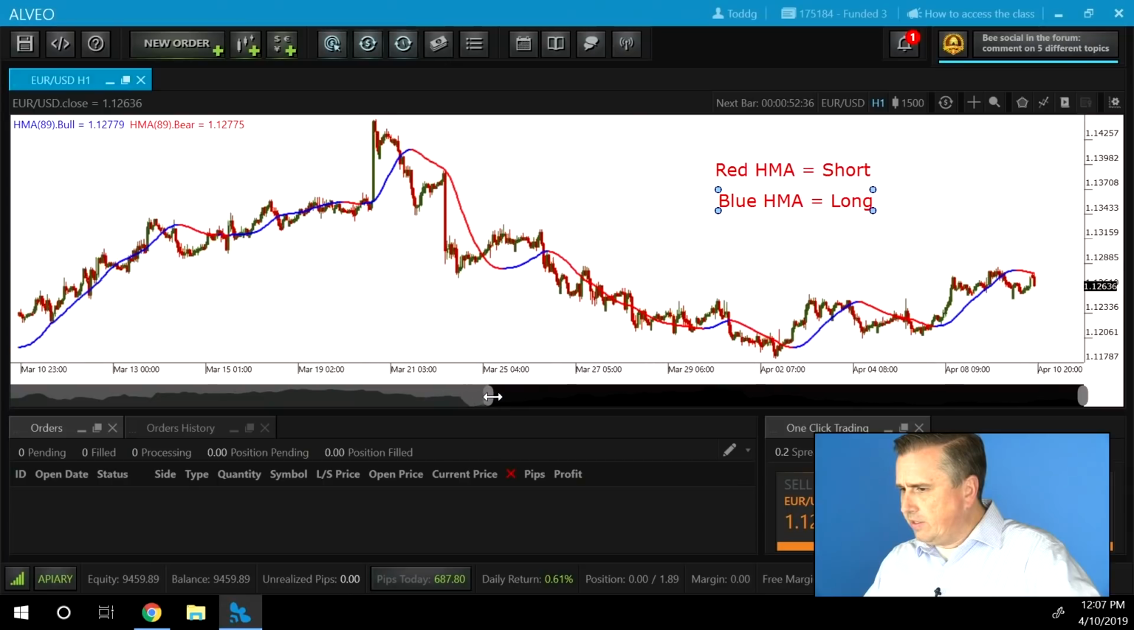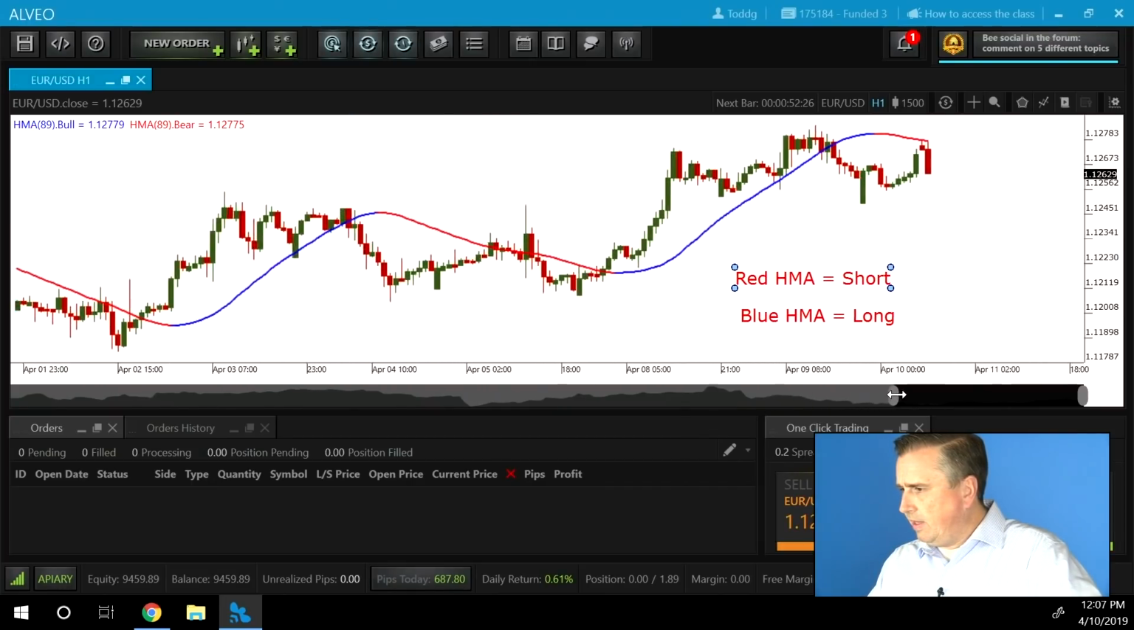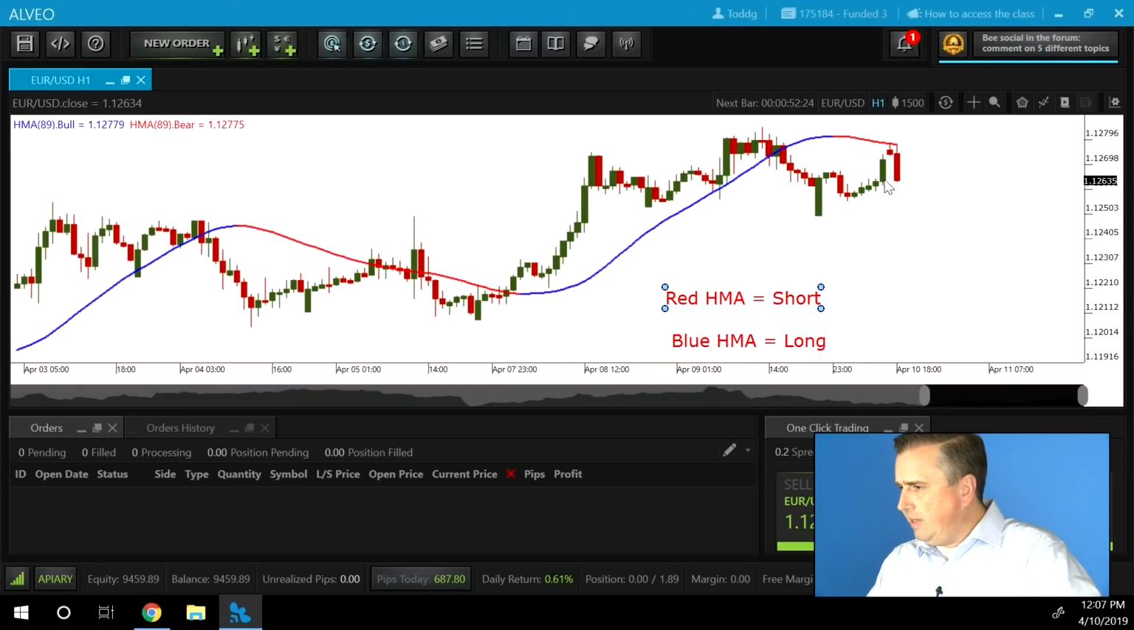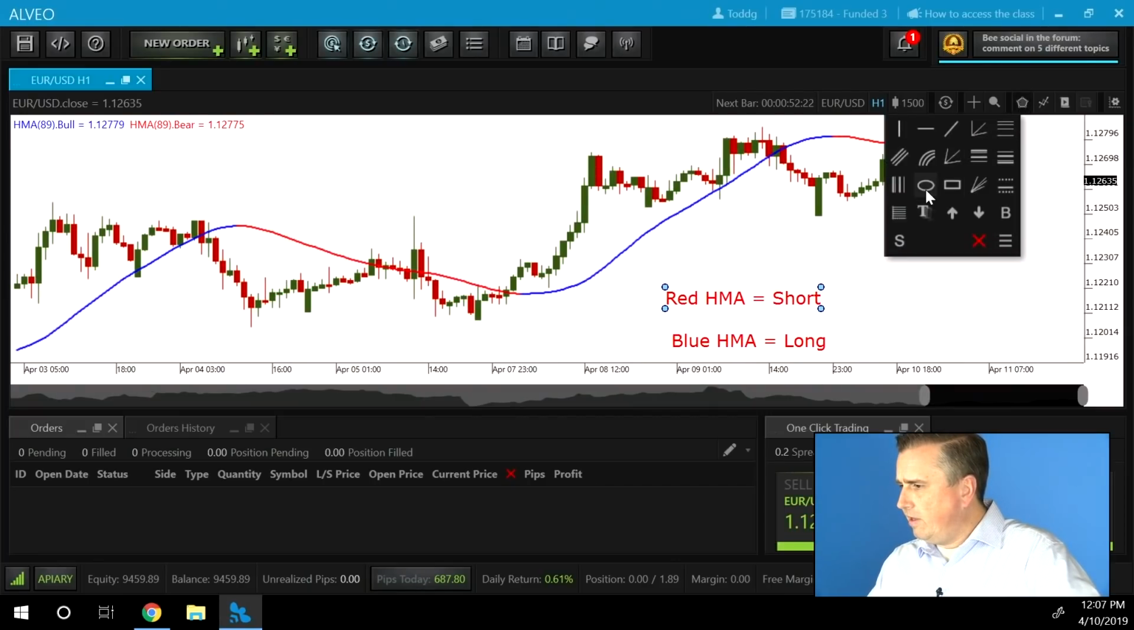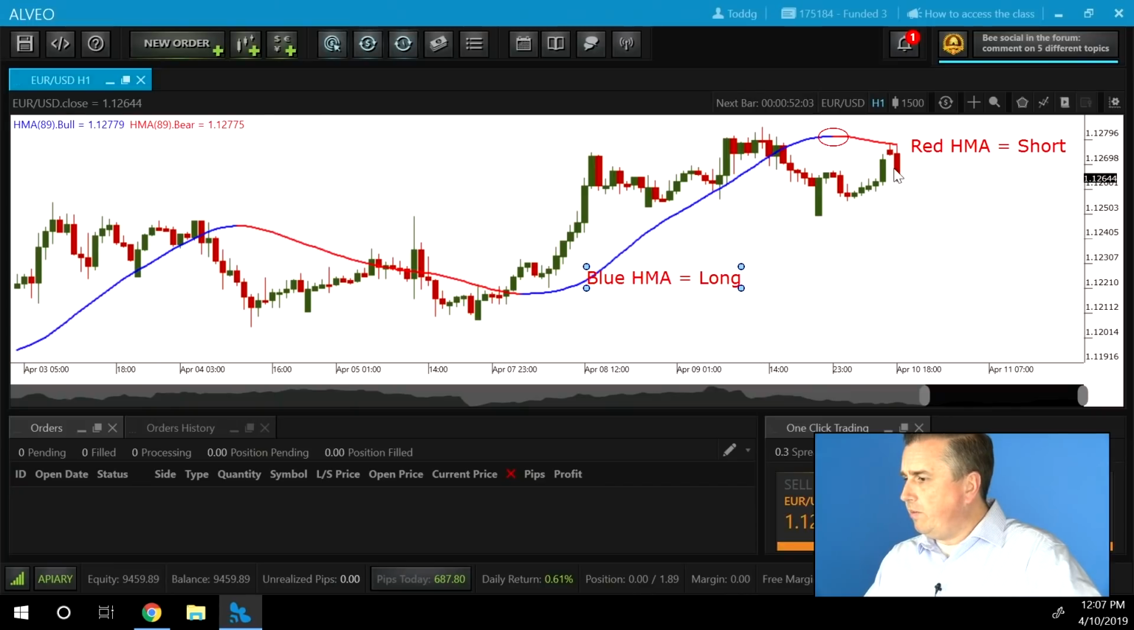So if we zoom in on this, again, this is the 1 hour chart of the Euro-US dollar. And I'll drop that down. You can see that as of this area here, we turn from being blue to being red. So right now, we're in a red HMA, which means that we'd be looking to go short.